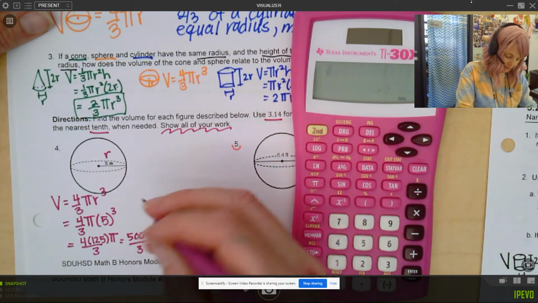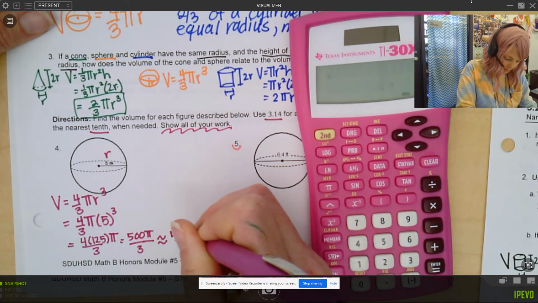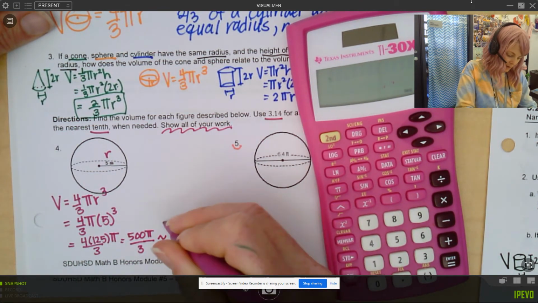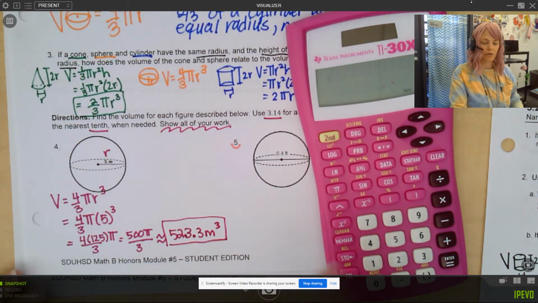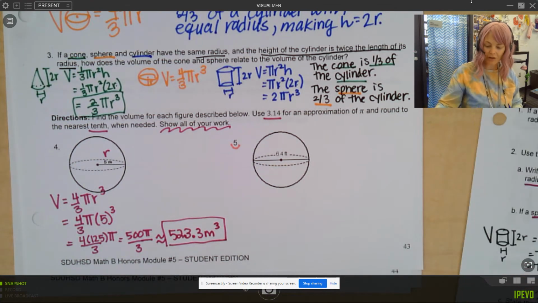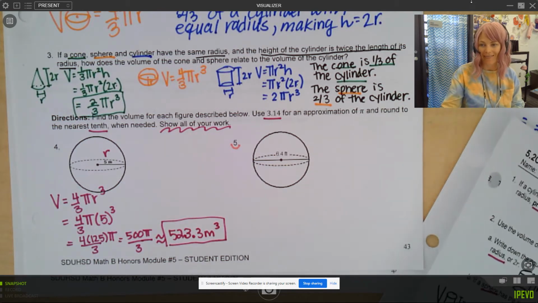So when we do this, this is approximately 523.3 meters cubed or cubic meters. And it's really important to make sure you have your units in your final answer. Okay, I'd love for you to finish number 5. Make sure to show all your work and be rounding to the nearest tenth.